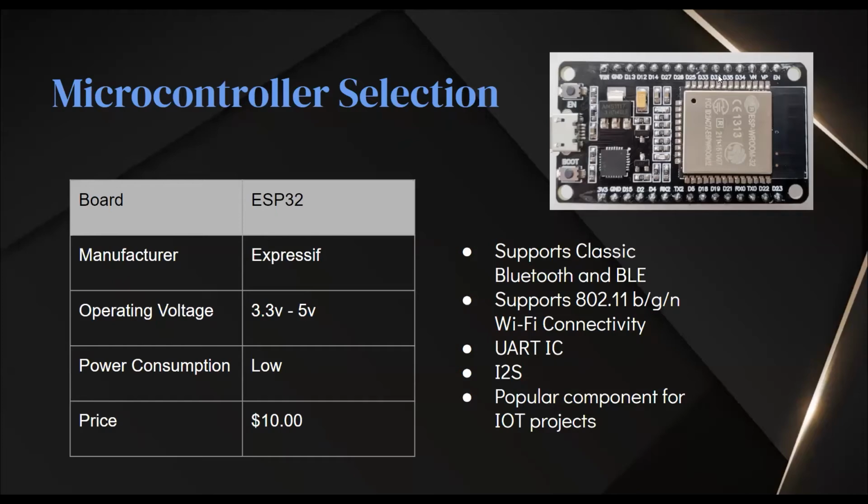For our microcontroller selection, we went with the ESP32. Some of the benefits here were that the power consumption was low. And then it also supports Bluetooth, specifically BLE. So Bluetooth Low Energy was a big factor, and ESP32 is generally used across many Internet of Things projects. So the ESP32 is definitely a perfect selection here.